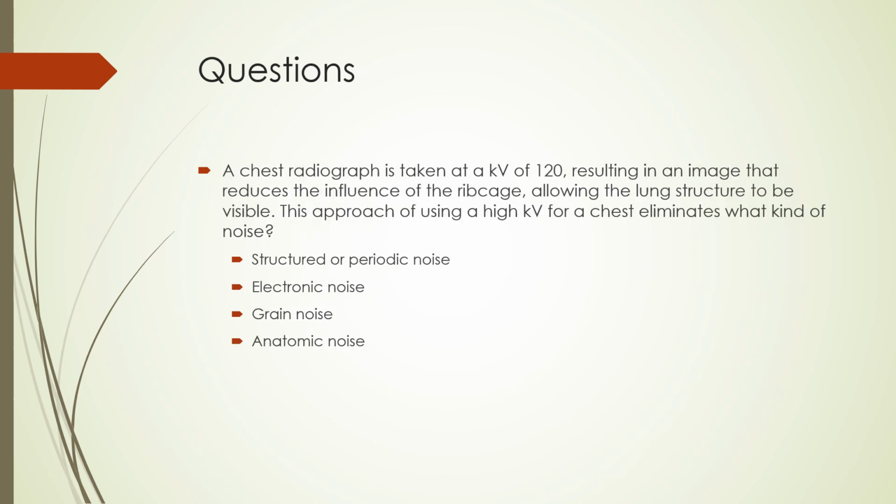Next question. A chest radiograph is taken at a kV of 120, resulting in an image that reduces the influence of the rib cage, allowing the lung structures to be visible. This approach of using a high kV for a chest eliminates what kind of noise? Your choices are structured or periodic noise, electronic noise, grain noise, anatomic noise. The correct choice is anatomic noise.